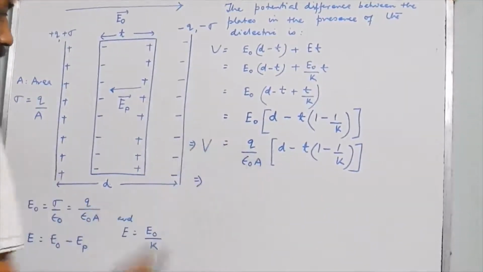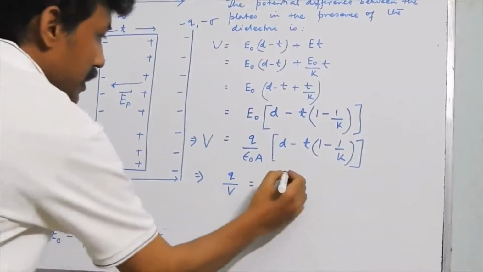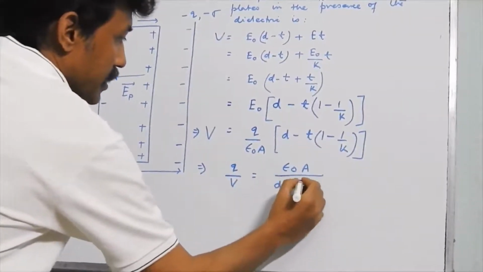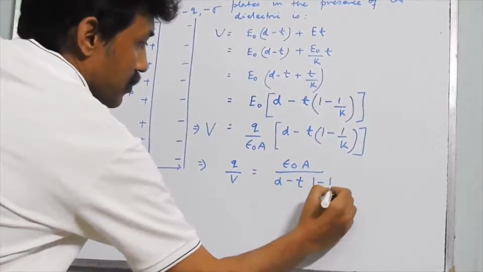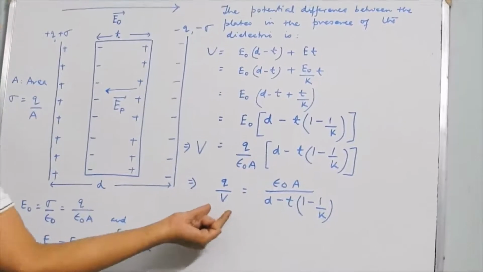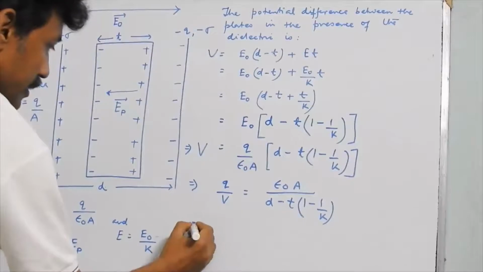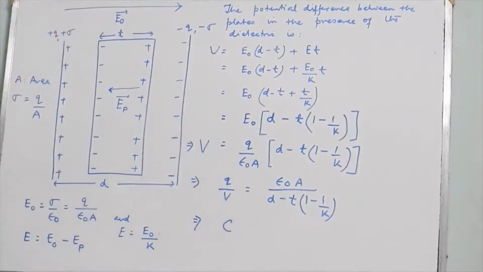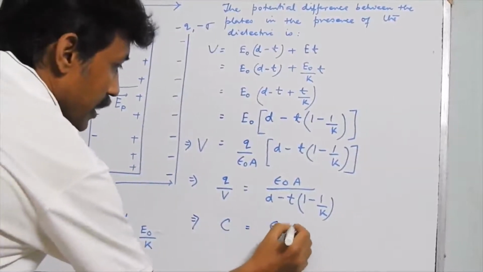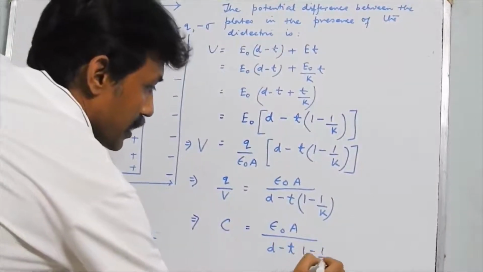Now if I write it as Q by V, I will get Q by V as epsilon 0A divided by this factor, that is D minus T times of 1 minus 1 by K. Now what is charge by potential difference? Definitely it is the capacitance of the capacitor. Now this Q by V I can write as C. This is the new value of the capacitance in the presence of the dielectric. So this becomes epsilon 0A divided by D minus T times of 1 minus 1 by K.